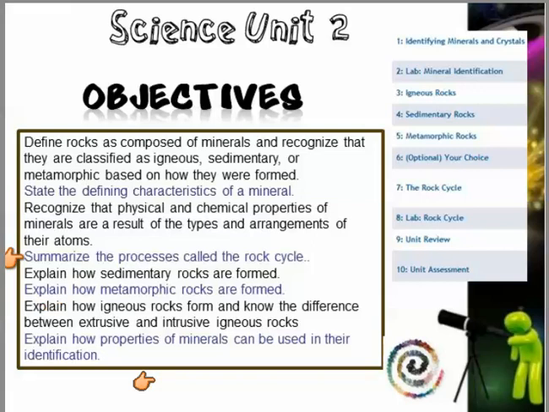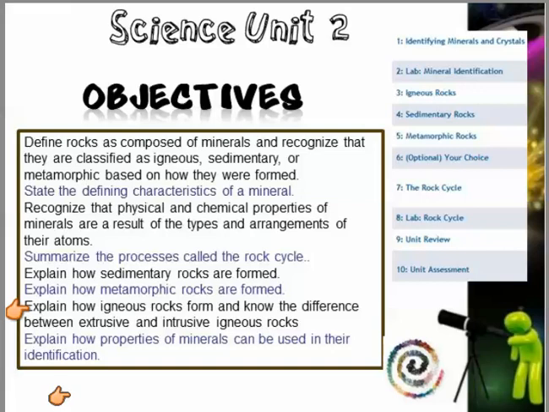We just took a look at that, so be familiar with the rock cycle and that diagram, and that will help you again to see how sedimentary rocks are formed, metamorphic, and igneous rocks. All right, a note on igneous rocks. Make sure you know the difference between extrusive and intrusive igneous rocks.